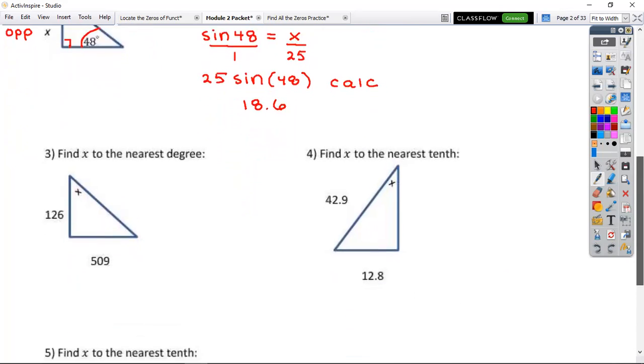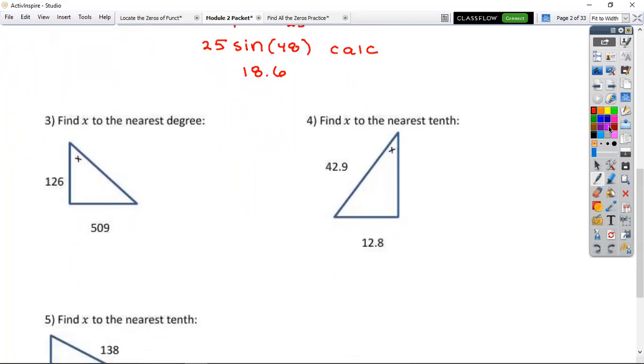So my next one, find x to the nearest degree. I'm going to figure out what I have here. So this is my point of reference. This is my 90-degree angle, which means this is my hypotenuse, which is not going to get used because we don't have it. So the 509 is far from it. So that's my opposite side. And then the 126 is going to be my adjacent side. So then you go and you look up at the top, which trig function uses opposite and adjacent. So this one is going to be tangent.